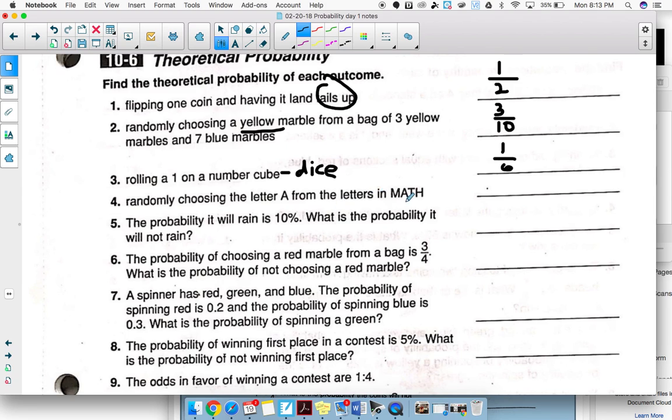Randomly choosing the letter A in the word math. Well, let's see. How many total letters? You have 4 total choices. And there's only 1 of those that's an A.